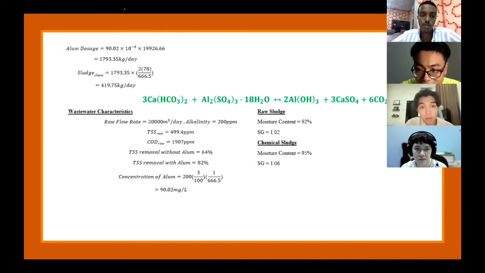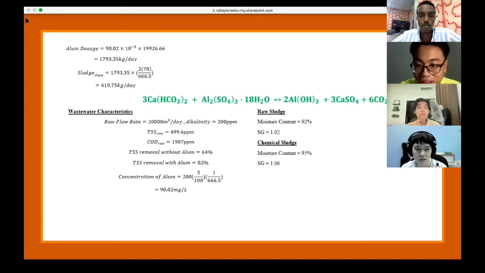From lecture 6, slide 5, as the basis, it is assumed that 20,000 cubic meters per day of wastewater is fed into the system. The mass of chemical sludge can be found using the stoichiometric equation, which is shown in green here. It's also assumed that the TSS removal without alum is 64% and with alum 82%.